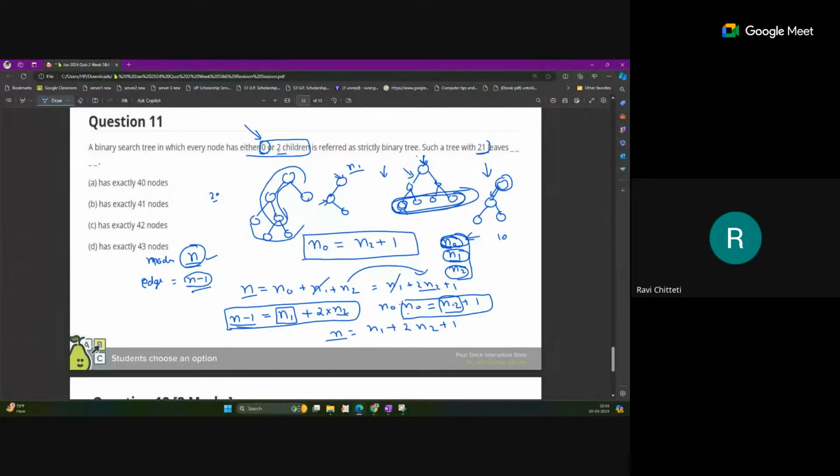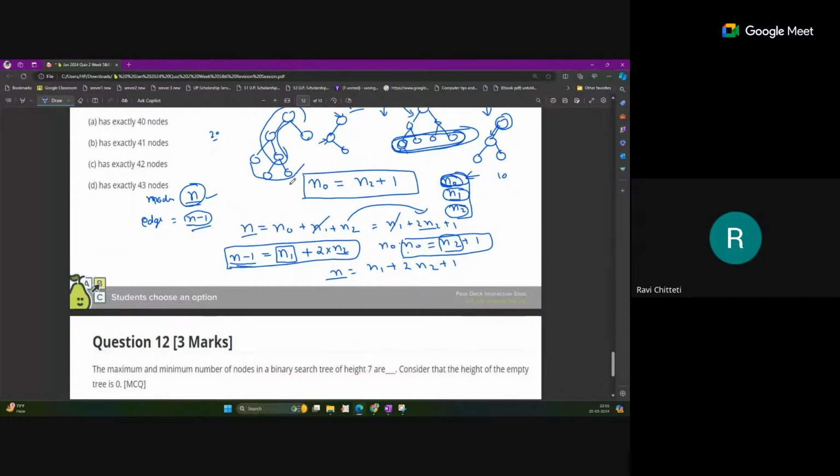This is where I'm having a little confusion. When we said n minus 1, we said it is the number of edges. But actually, we are finding the edges on this side too. N1 into 1 and n2 into 2, is it? So this represents the number of nodes which have two children. Just convert it into the number of edges. So we multiply by 2.